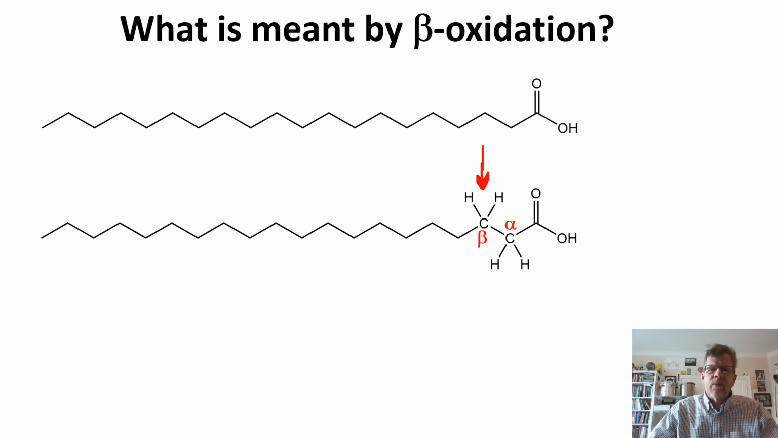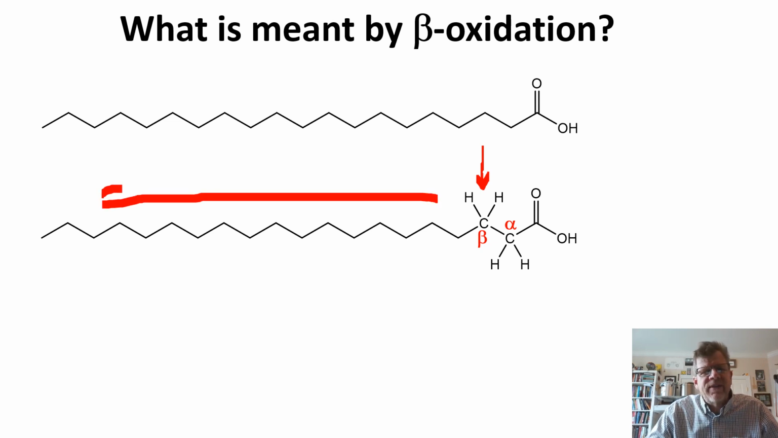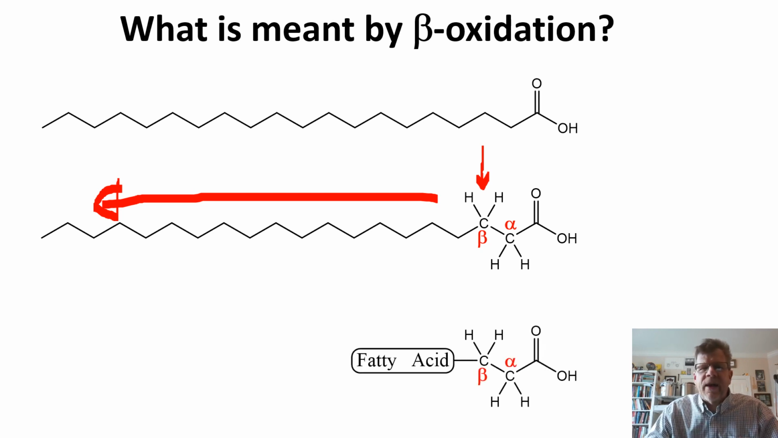So since we're only looking at that alpha and beta carbon on here, the rest of this fatty acid tail is kind of unnecessary. So what we'll do is we'll just abbreviate that away, so that we have an alpha carbon, a beta carbon, and all the rest, which we don't care about. We'll just write right here as fatty acid.